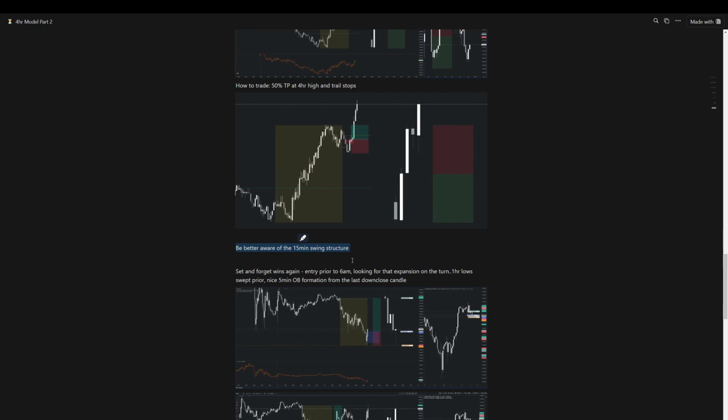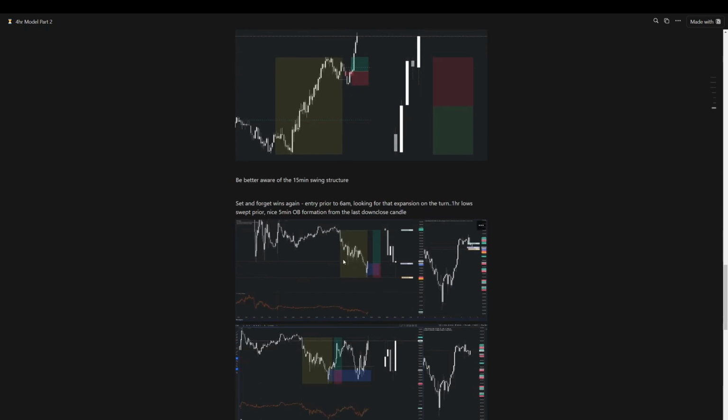Always be aware of the 15-minute swing structure. This is a really important thing as well. So if you are looking for discounts, premium, you're not sure where to put it, just simply look for market structure shifts and look on the 15-minute time frame, okay? My favorite time frames for market structure are the 4 hour and the 15-minute because they're my intraday levels, okay? So really, really easy.